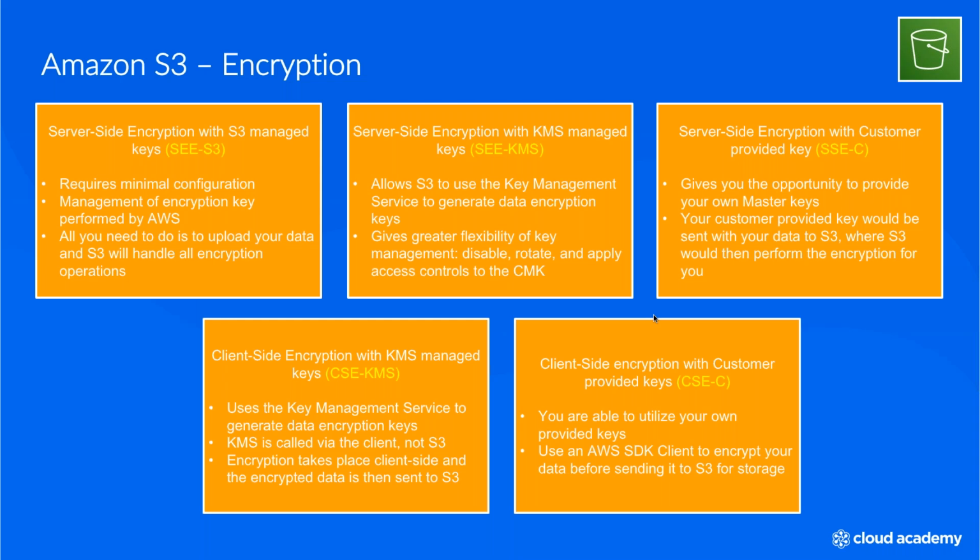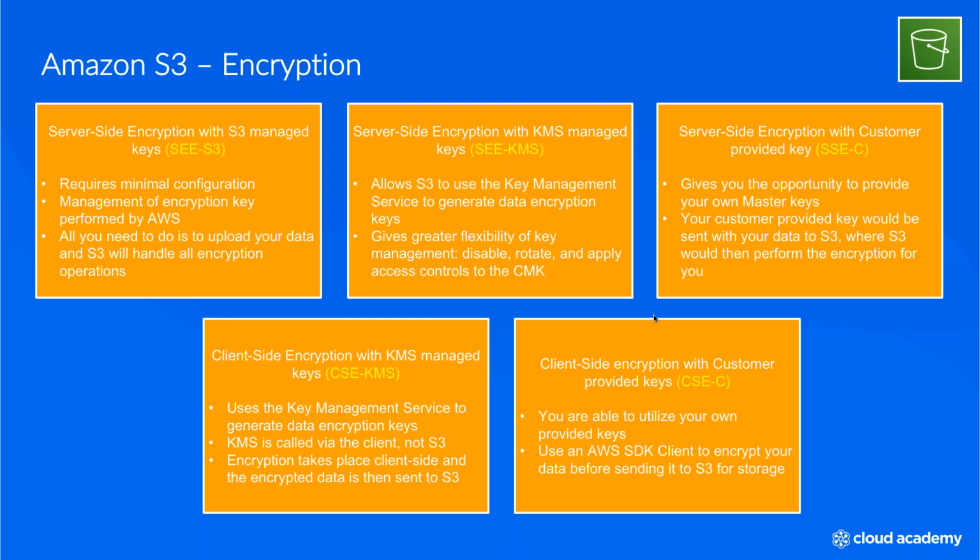Next, we have server-side encryption with KMS managed keys, known as SSE-KMS. And this method allows S3 to use the key management service to generate your data encryption keys, and then KMS gives you a far greater flexibility on how your keys are managed. For example, you're able to disable, rotate, and apply access controls to the CMK, and also audit against their usage using AWS CloudTrail. Next, we have server-side encryption with customer-provided keys, SSE-C. And this option gives you the opportunity to provide your own master key that you may already be using outside of AWS. Your customer provided key would then be sent with your data to S3, where S3 would then perform the encryption for you.